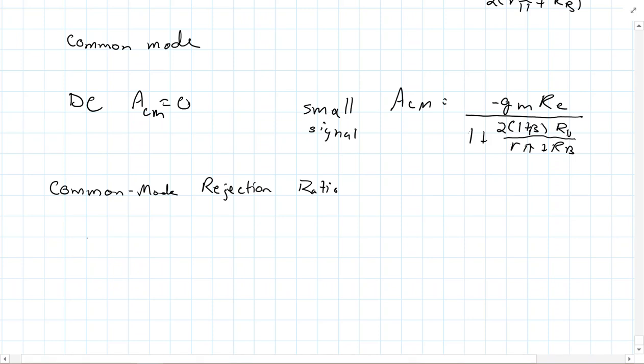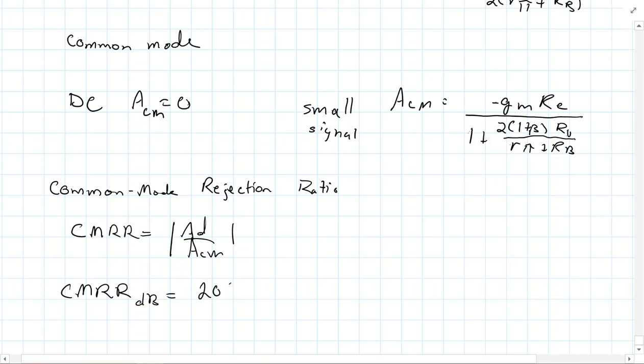And so the definition here for the common mode rejection ratio, CMRR, is simply the magnitude of AD over ACM. And then this is often reported in decibels. And so I'll just put it here, 20 dB, because I've been dealing with voltages, it would be 20 log of AD over ACM.